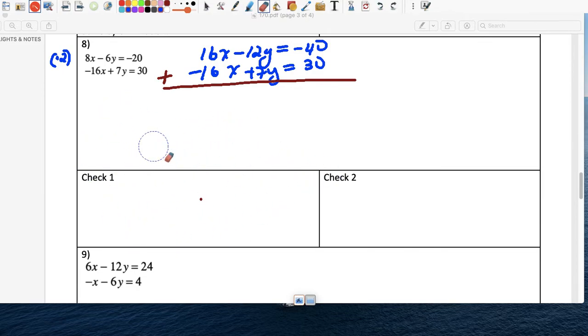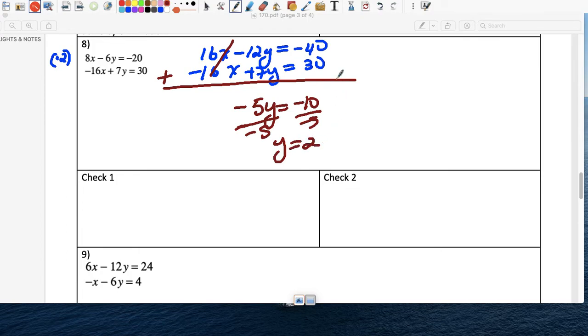Okay. So now I want to add the top equation with the bottom equation. 16x plus negative 16x, that goes away. Negative 12y plus 7y is negative 5y. Negative 40 plus 30 is negative 10. Divide both sides by negative 5. Y equals 2. So we have our y value. Now pick the easy equation, or whichever one you think is easy. And let's solve for x.